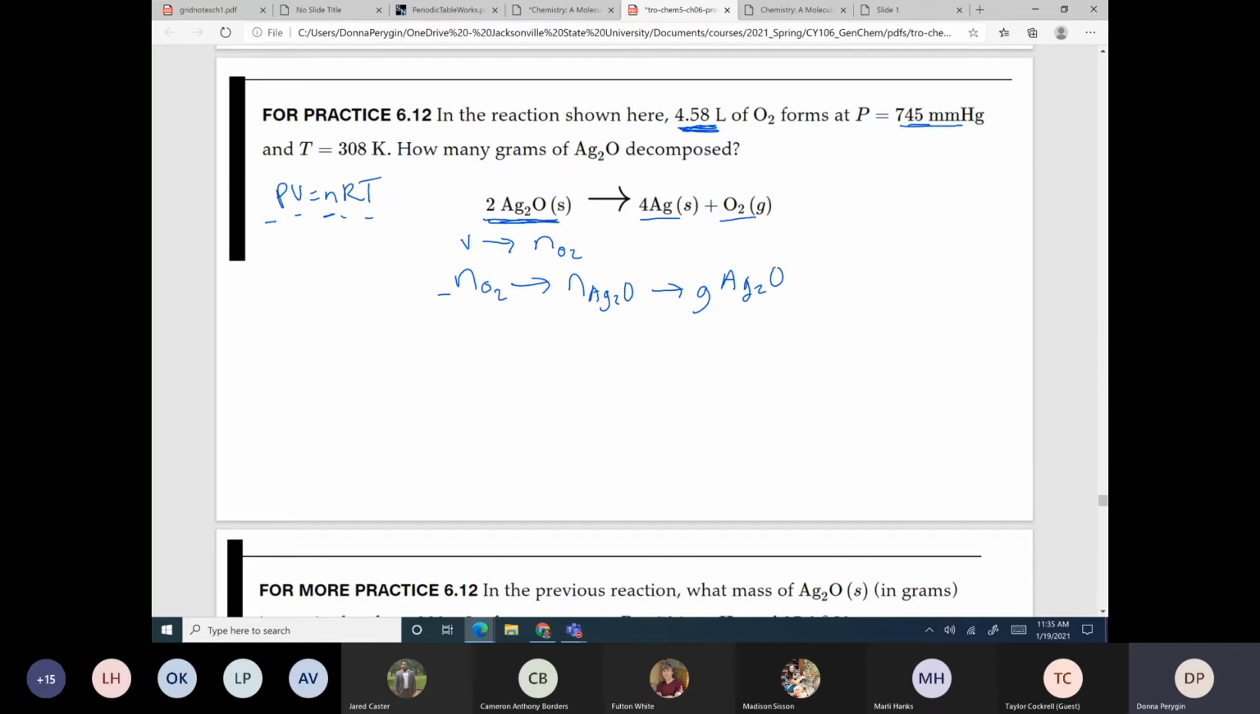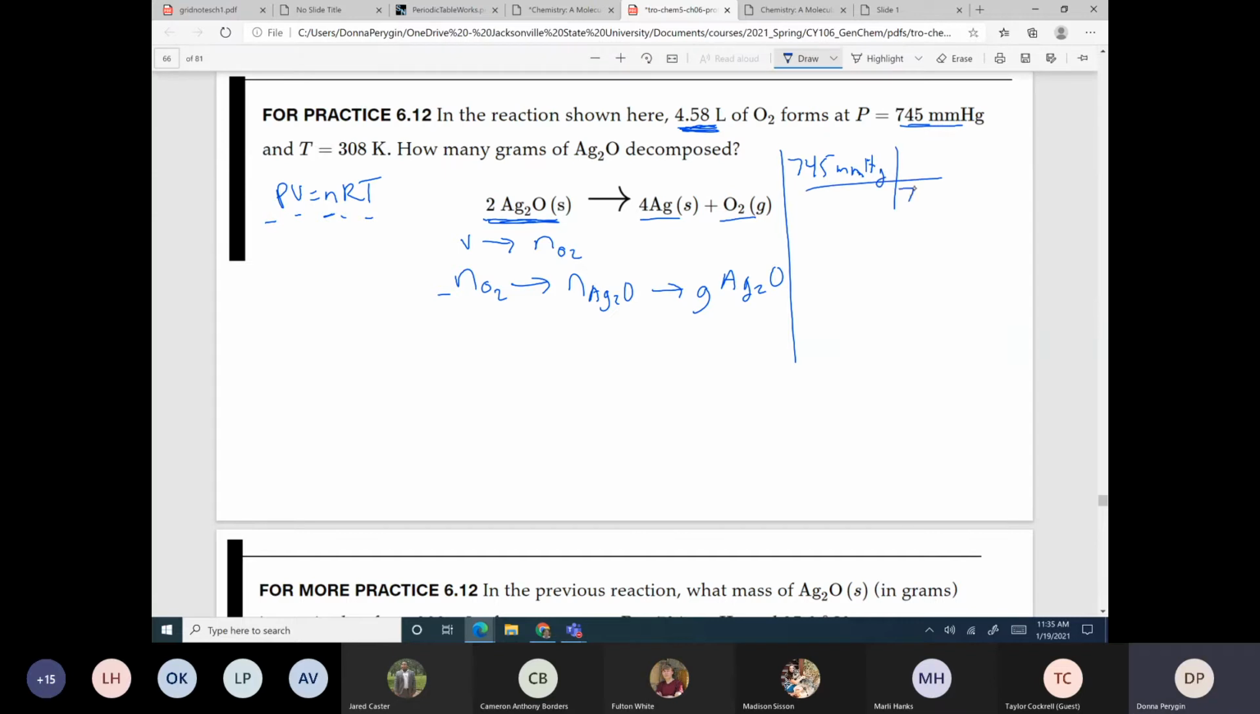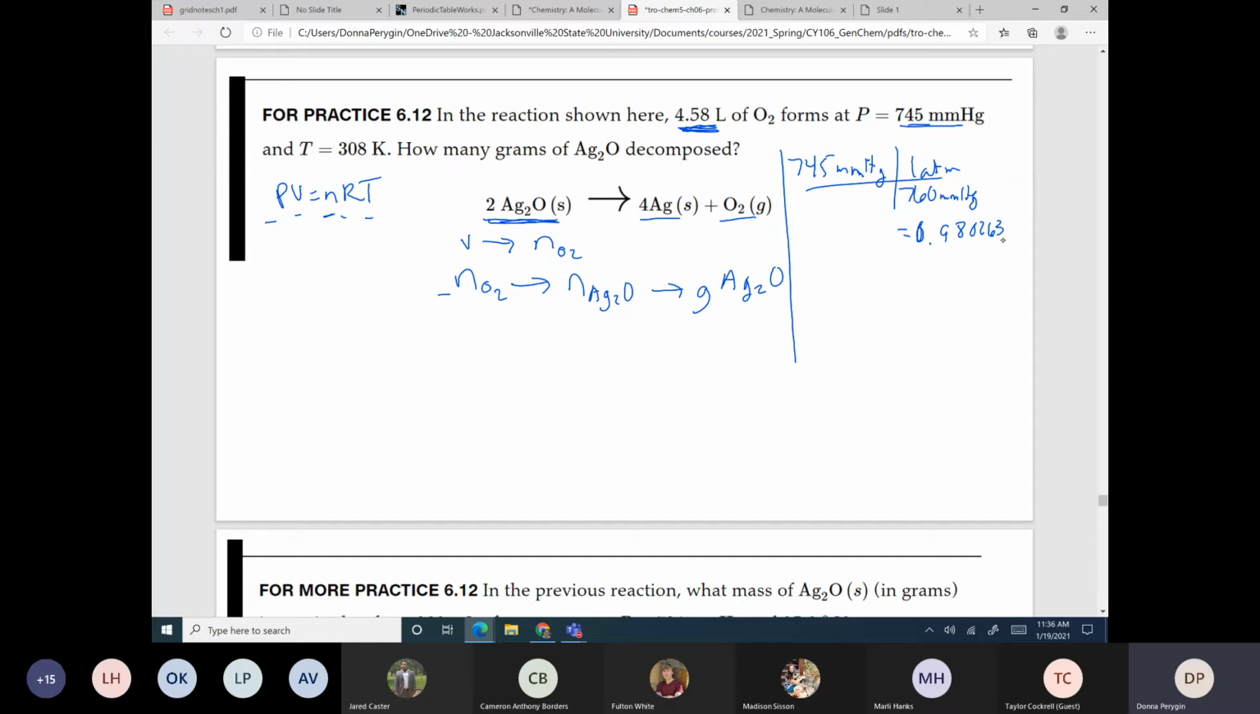All right, so let's go ahead and convert everything now. So let's say 745 millimeters of mercury. All right, 760 millimeters of mercury is 1 atmosphere. So that is equal to 0.980263 atmospheres, okay?